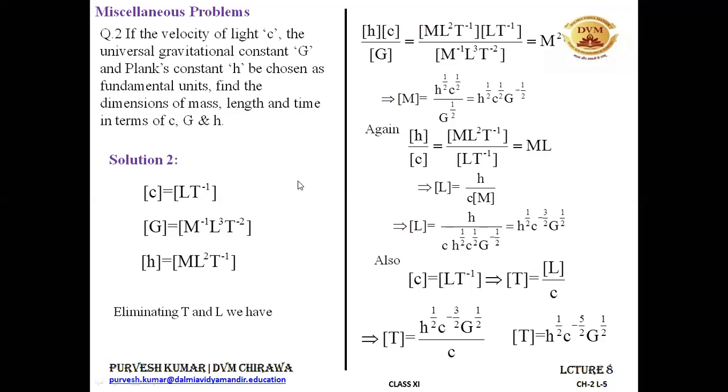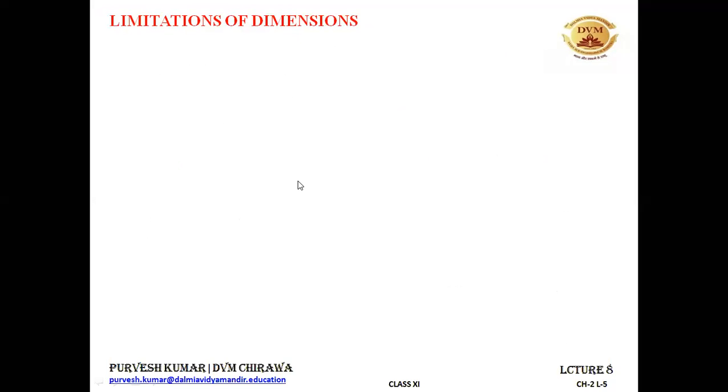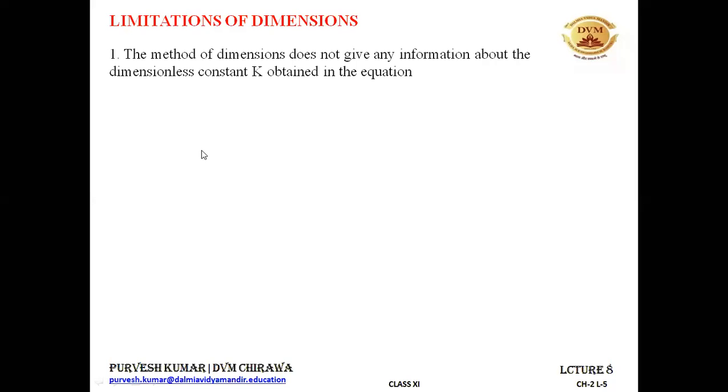All right. So let's proceed towards the limitations of dimensions. So these dimensions have certain limitations. Some drawbacks are there of using the dimensions. So let's discuss them one by one. The first limitation says that the method of dimensions does not give any information about the dimensional constant k obtained in the equation. We are frequently obtaining k, that is the dimensional constant, but we don't know what its value is, whether it is 2 pi, 6 pi, or 5, 4, 3. The numerical value of this dimensional constant k is not given to us by the method of dimensions. So this is one limitation.